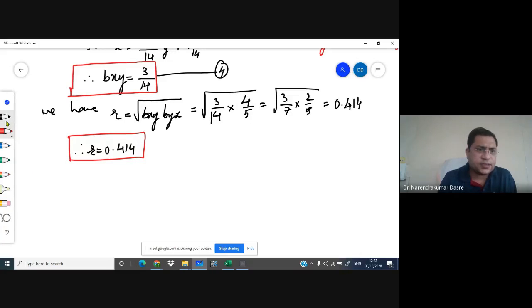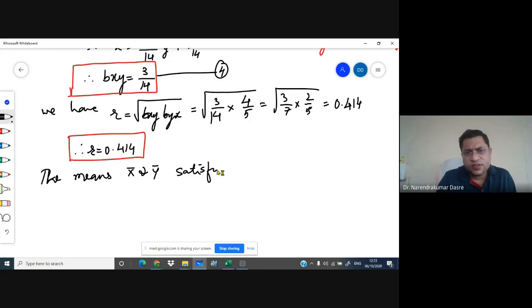And next, what do we want? We want to calculate x bar and y bar. So the means x bar and y bar satisfy the lines of regression.